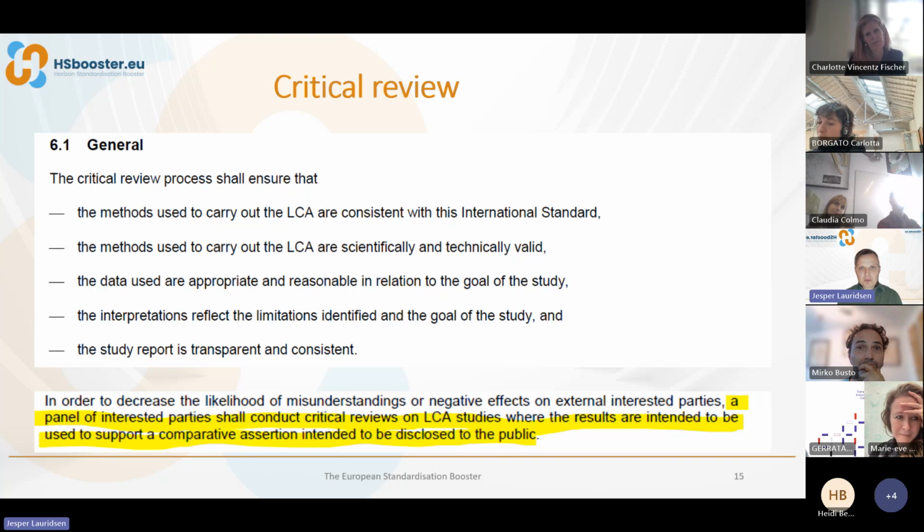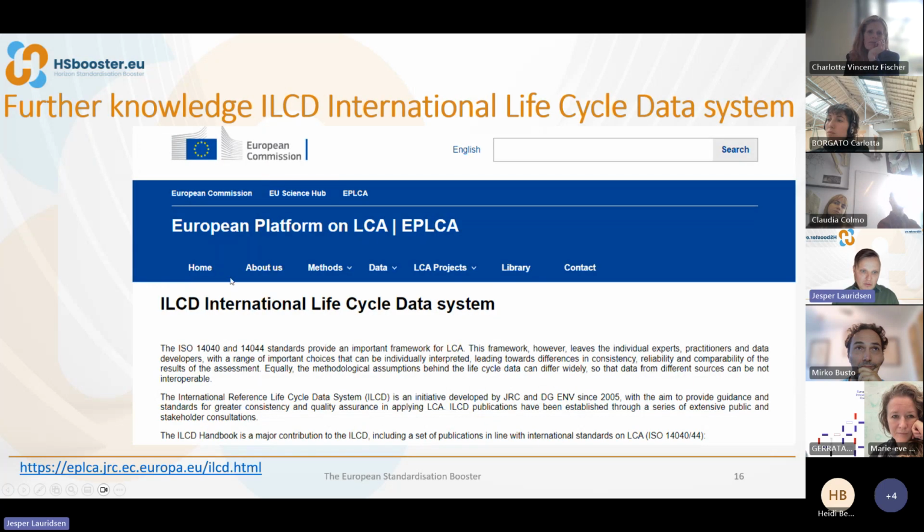However, it is also important for me to say that all these different ways of working with the LCA go back to the 14040 and 14044 as a basis. But now I'll just go to the next slide. As you also see here, the ILCD, as Mirko showed, has the European Life Cycle Handbook. If you go to the homepage of that, on their webpage, it says on the first page that it's based on the 14040 and 14044.